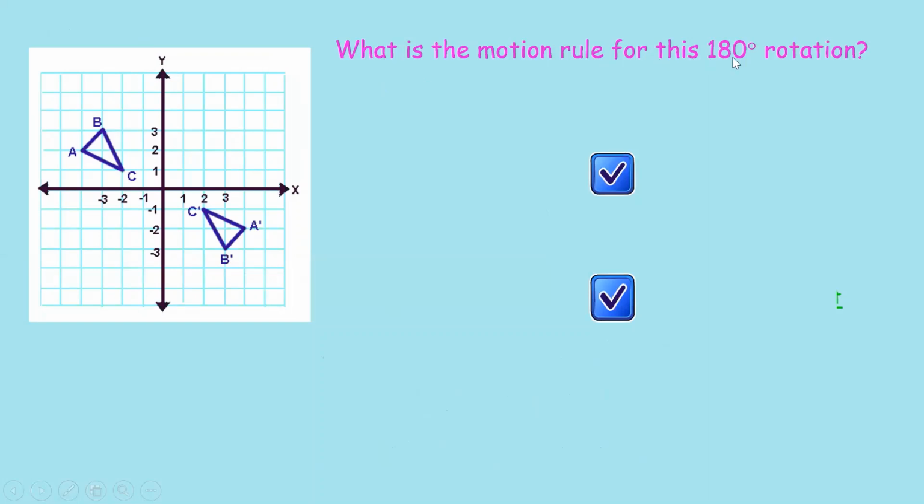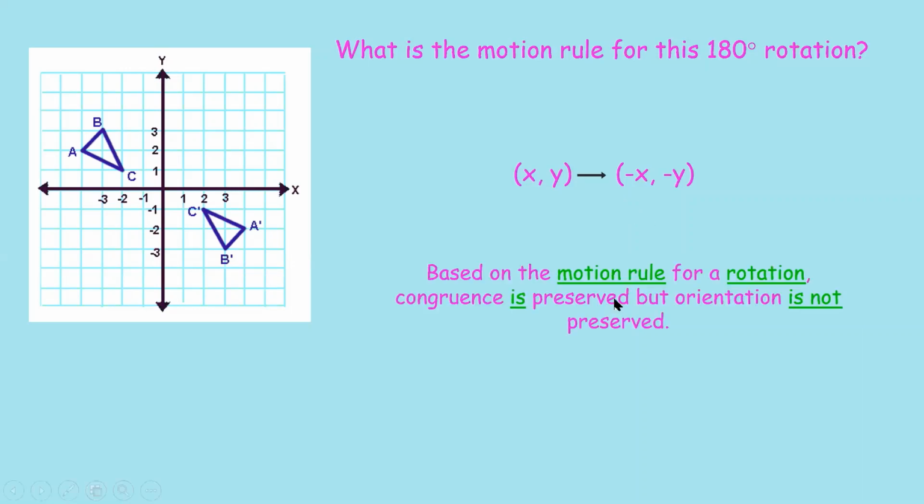What is the motion rule for this 180 rotation? If you notice, whether it's counterclockwise or clockwise, 180 degrees has the same rule, which would be X and Y transformed to opposite of X and opposite of Y. Based on the motion rule for the rotation, congruence is preserved, but orientation is not preserved.